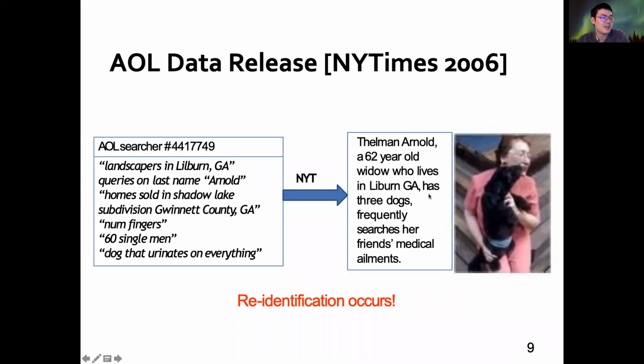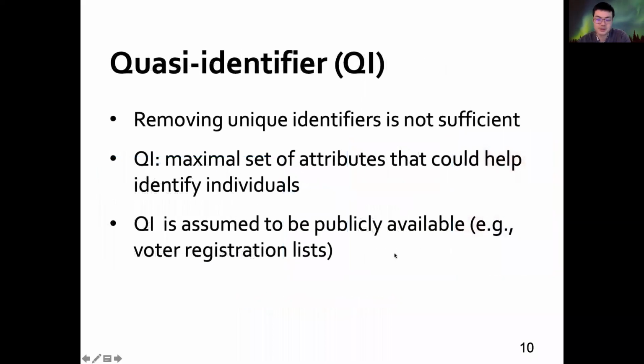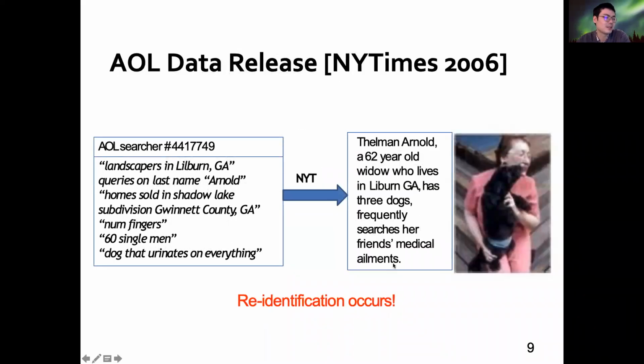This lady has 3 dogs and frequently searches for her friends' medical conditions, right? If you search for your friend's health condition frequently, maybe your friend will not be happy. So you can see from this search record there's a dog and a man, and based on this information, these search records, you can abstract out something like columns if you want to move them into a table. Then you can search, and you can find, hey, this is really this lady.